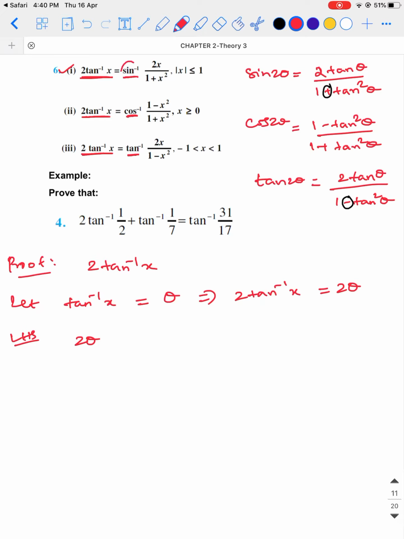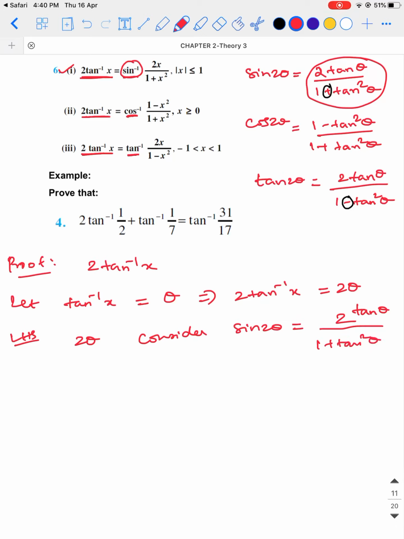Now since the right hand side is sine inverse, we will consider the formula of sine 2 theta. What is sine 2 theta? It is 2 tan theta divided by 1 plus tan square theta. But remember, when tan inverse x is theta, taking tan on both sides, tan theta will be equal to x, right? So I'll write it in the reverse order. If tan inverse x is theta, then x can be written as tan theta, meaning wherever you have tan theta you can replace it with x.